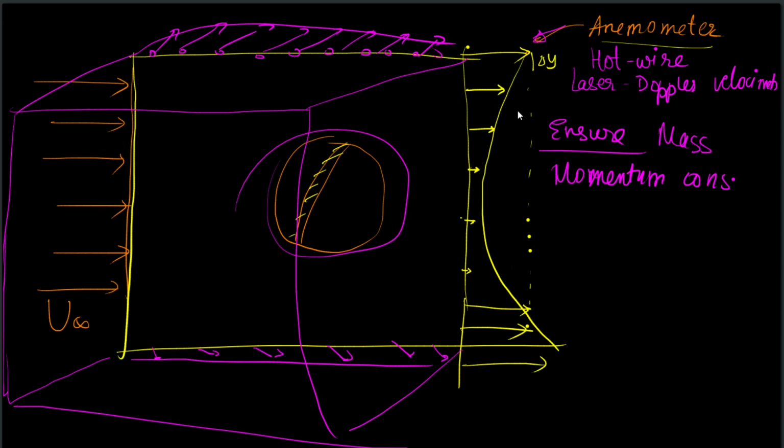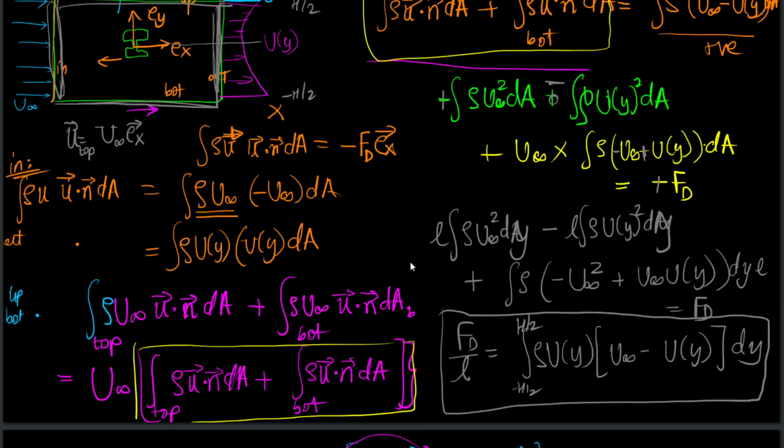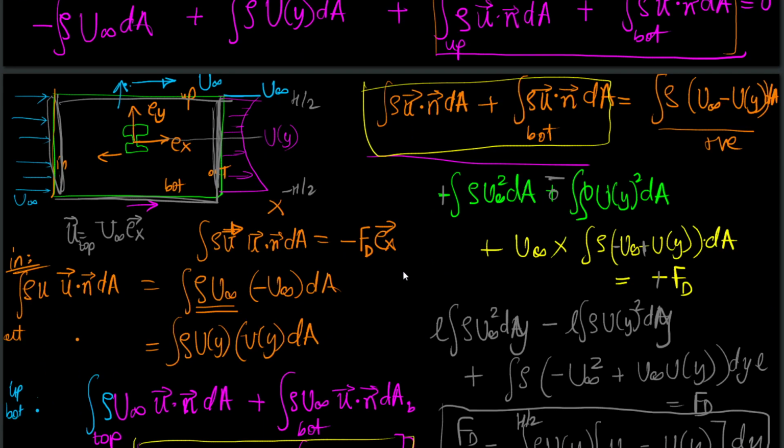Sir, I did not get that. How did you relate the y velocity and the u infinity at the top surface? It is related through the mass conservation. The y velocity is responsible for mass coming out of the top and bottom surface.